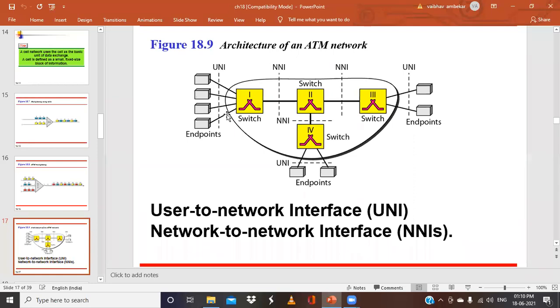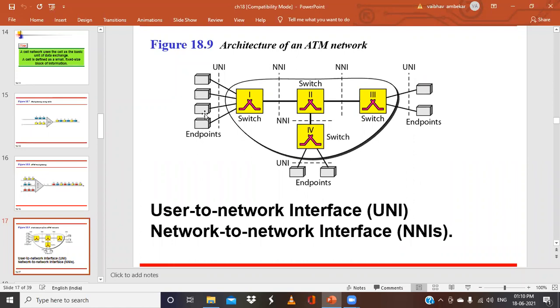Basically, when the cells have to be transmitted between two endpoints, this is a cell switch network, and the user access devices are called the endpoints. What are these endpoints? Whatever the user accesses, like a computer or a node, those are called endpoints, and these endpoints are connected through the user network interface, or the UNI. So what is a UNI? Basically, user to network interface.